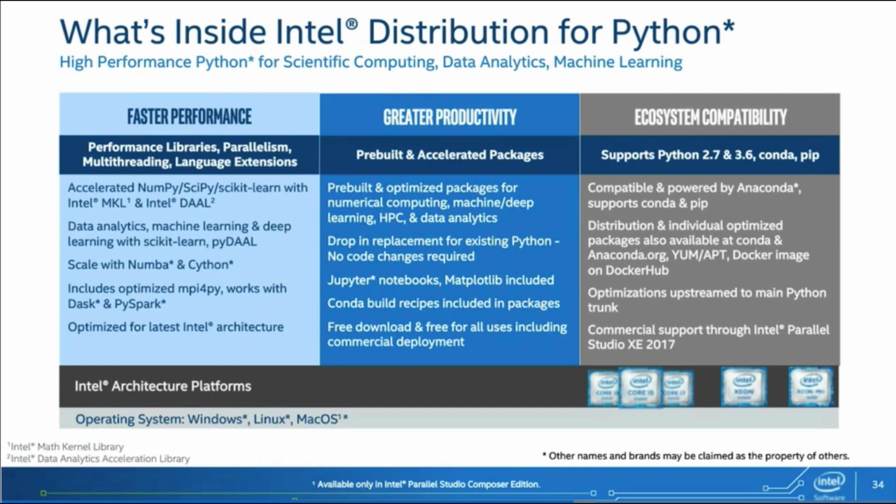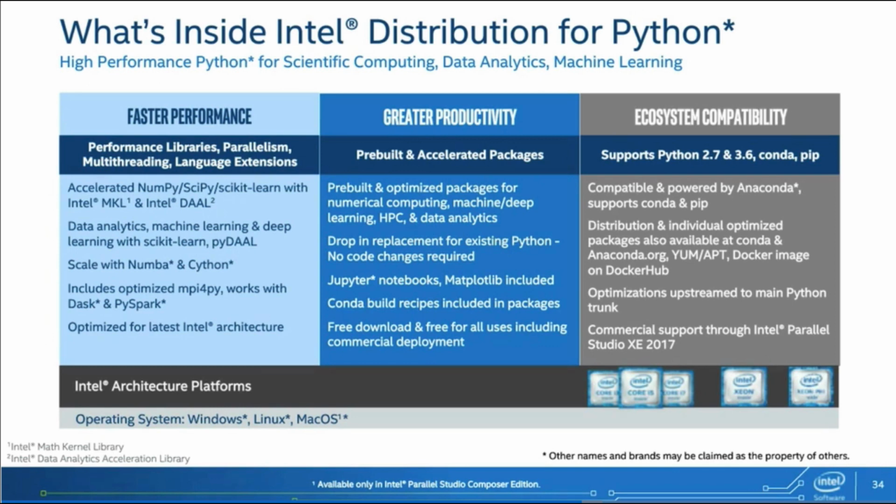So again, what is inside and why would you want to do it? First things first, faster performance. We have accelerated versions of NumPy, SciPy, scikit-learn that use the very libraries I just talked to you about, MKL and Data Analytics Acceleration Library. This can scale with Numba and Cython, and it's optimized, obviously, for the latest Intel architecture.